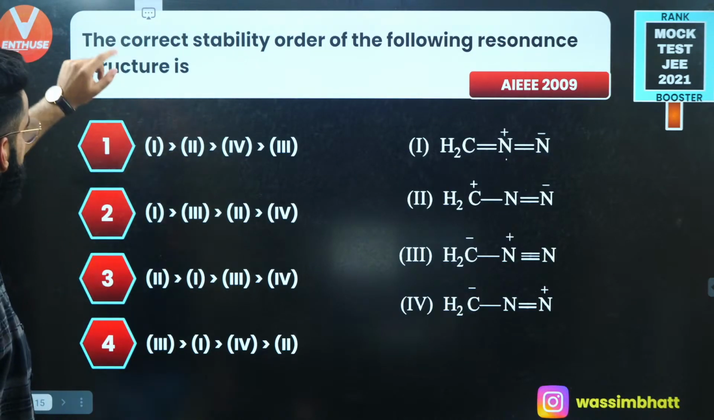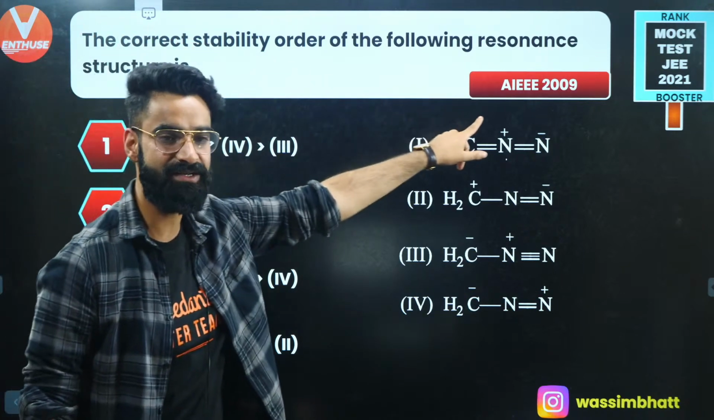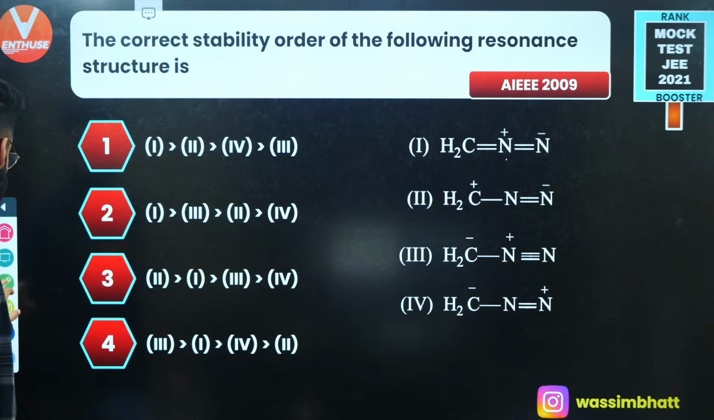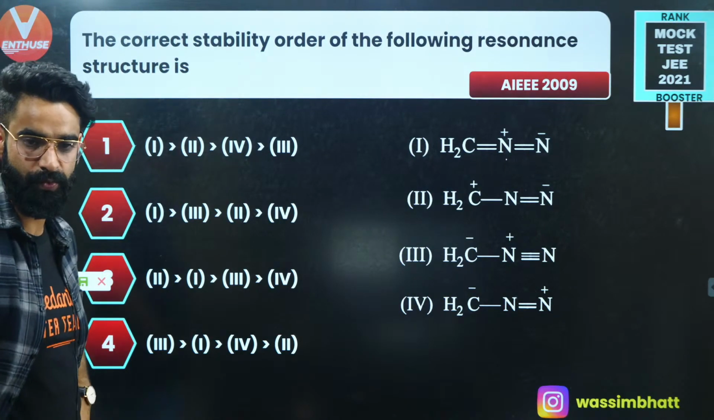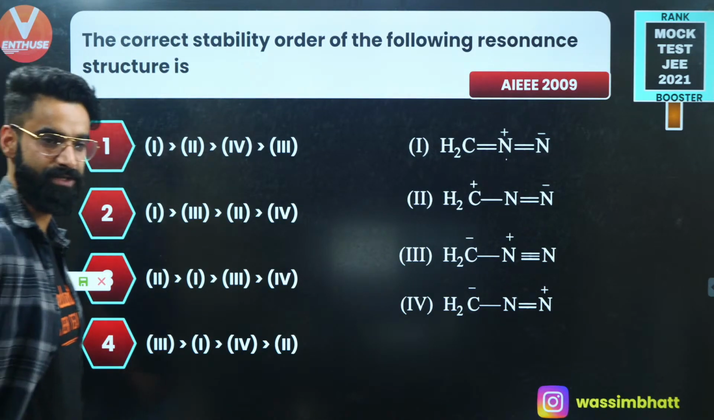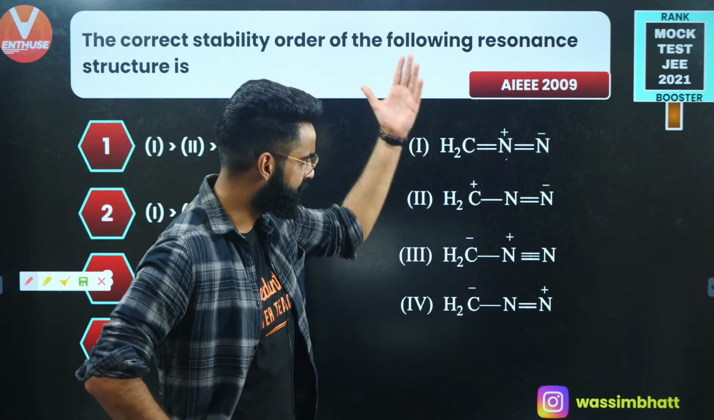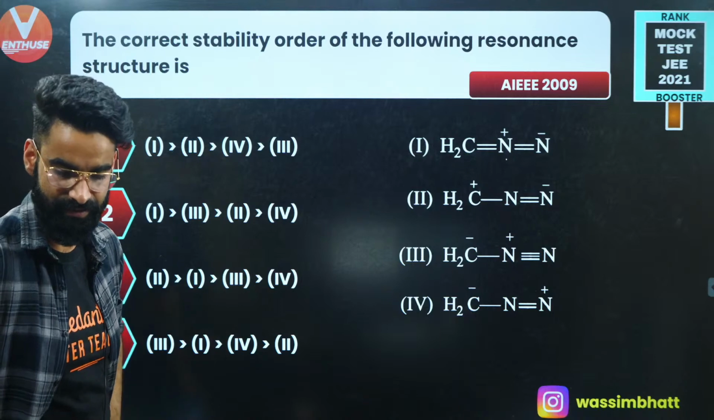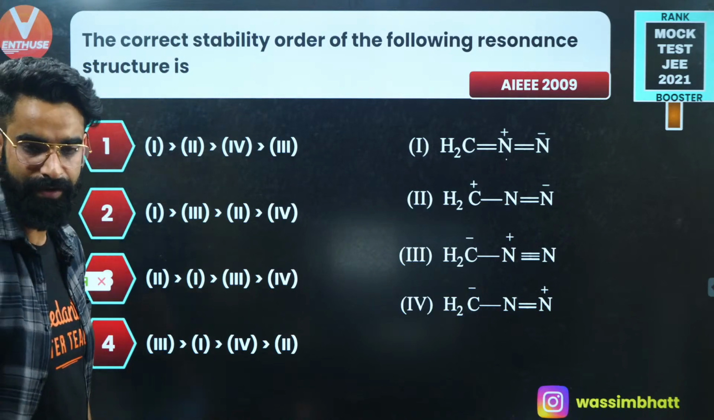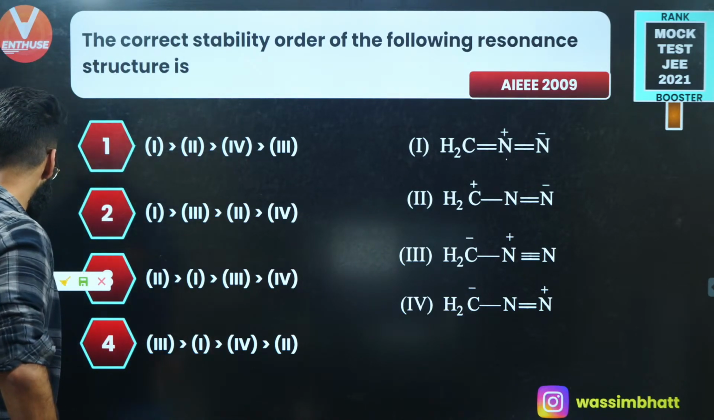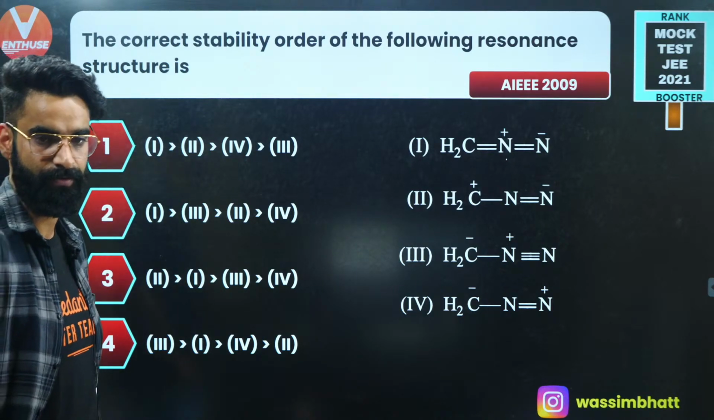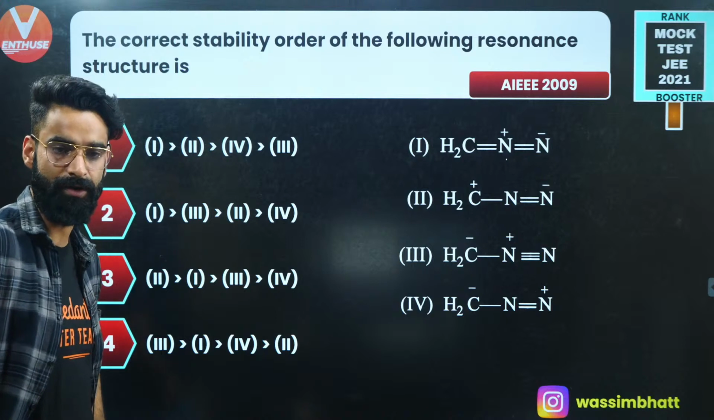This is one more question which was asked in, again, IIEEE 2009. So let's give it a try. Let me know what you think about this question. Give it a try fast. You're given 4 resonating structures. You need to check the stability order of these resonating structures, these canonical structures which we have.